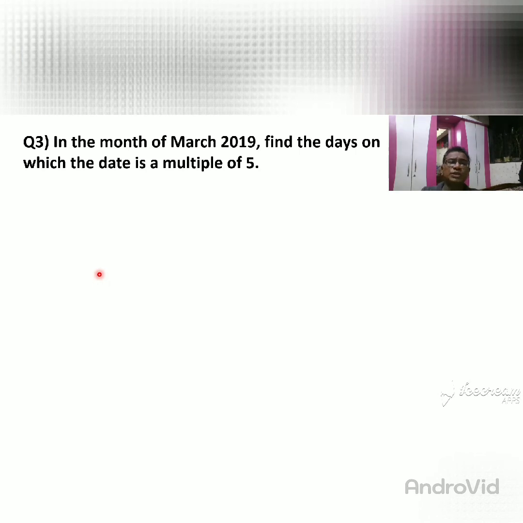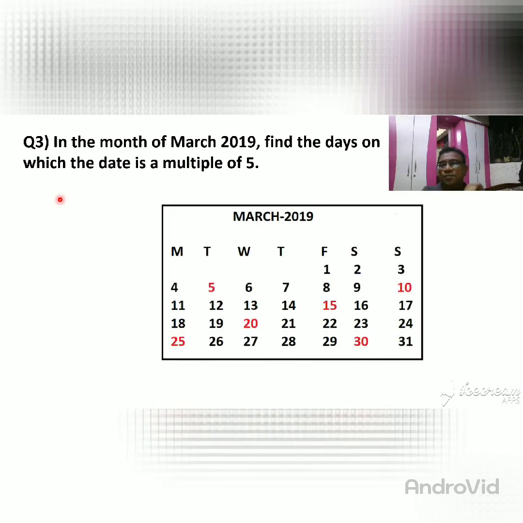Then question number 3. See, in the month of March, which month? March month. In the month of March 2019, find the days on which the date is a multiple of 5. What do they say? They say you can take a calendar of March. So first we can take the calendar of March. See, on the screen, they have the calendar of March 2019. Can you see that? Yeah.